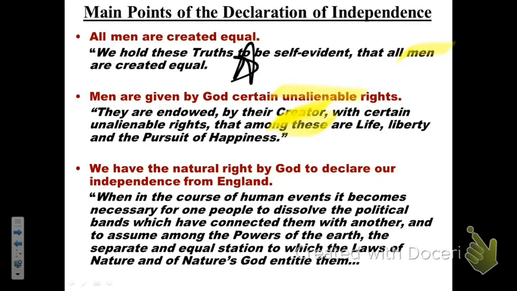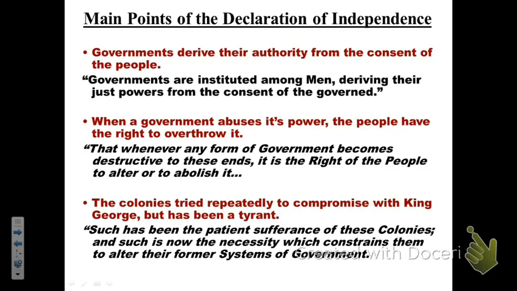All right? So we have natural rights, and we have the natural right given by God to declare independence from England. Because sometimes it becomes necessary for people to dissolve, to get rid of their political bands which connect them with one another. AKA, we need to break it off with England, and we need to be able to do our own thing. Government derives its authority from the consent of the governed. What does the word consent mean? It's okay, you got permission, you agree to it. Government gets its power from the people who agree to be governed.